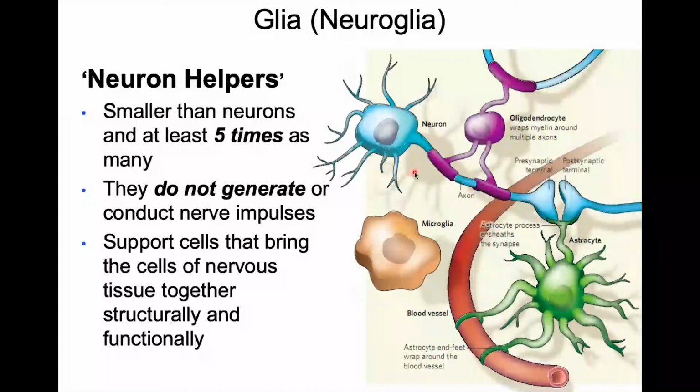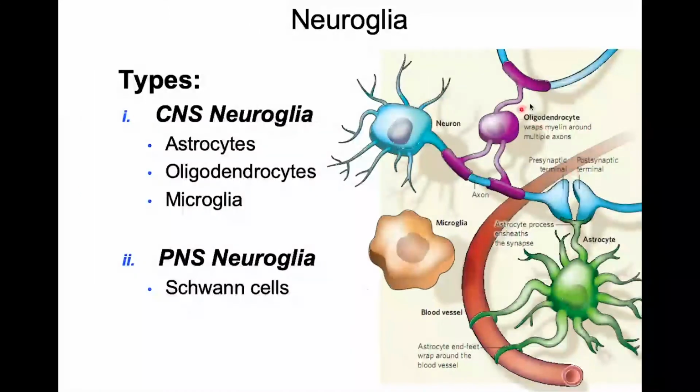With the neuron helpers, they are much more numerous than the neurons. In the brain, I think we have about 100 billion neurons compared to about 10 trillion glial cells. So the oligodendrocytes are responsible for wrapping myelin around the axons within the central nervous system. We also have astrocytes, and they are key for connecting blood vessels within the nervous tissue of the central nervous system to the neurons themselves.